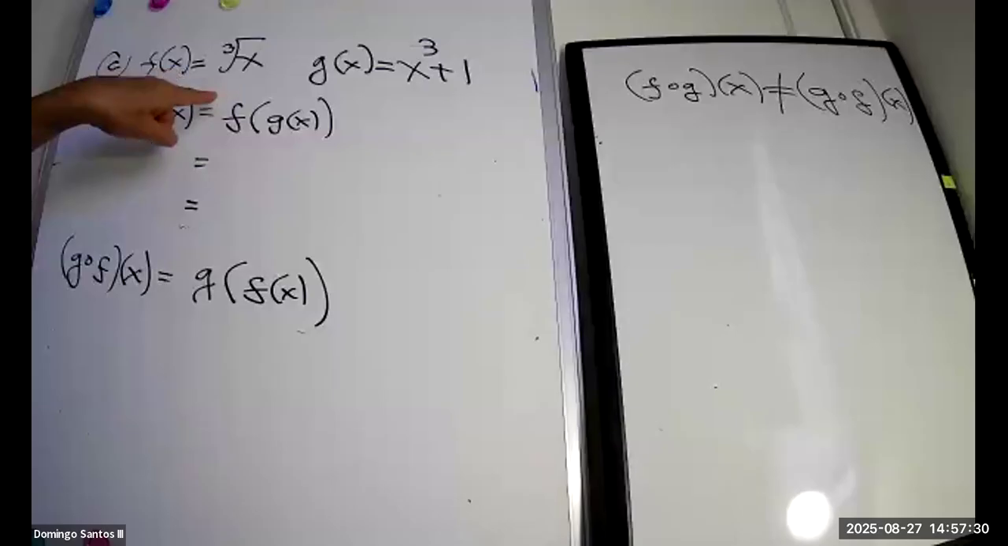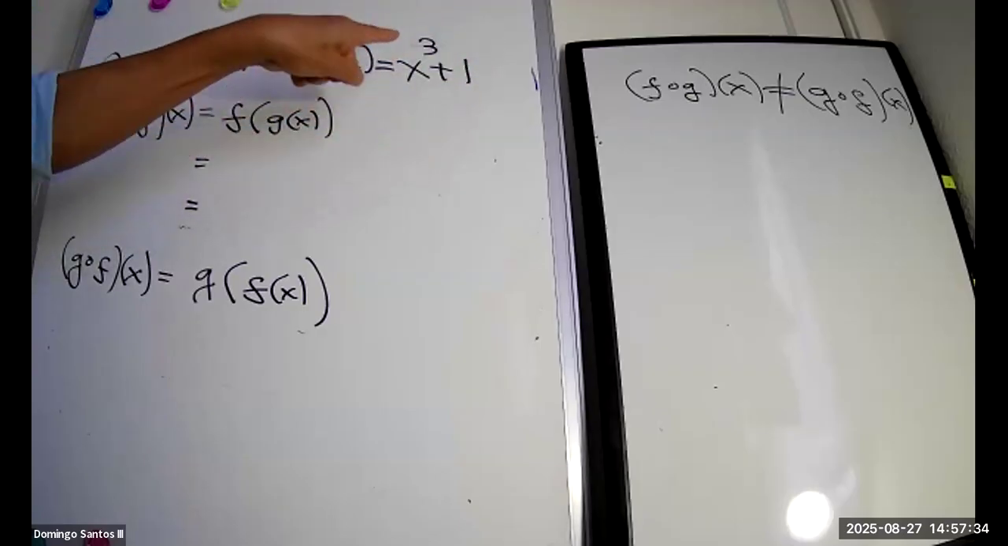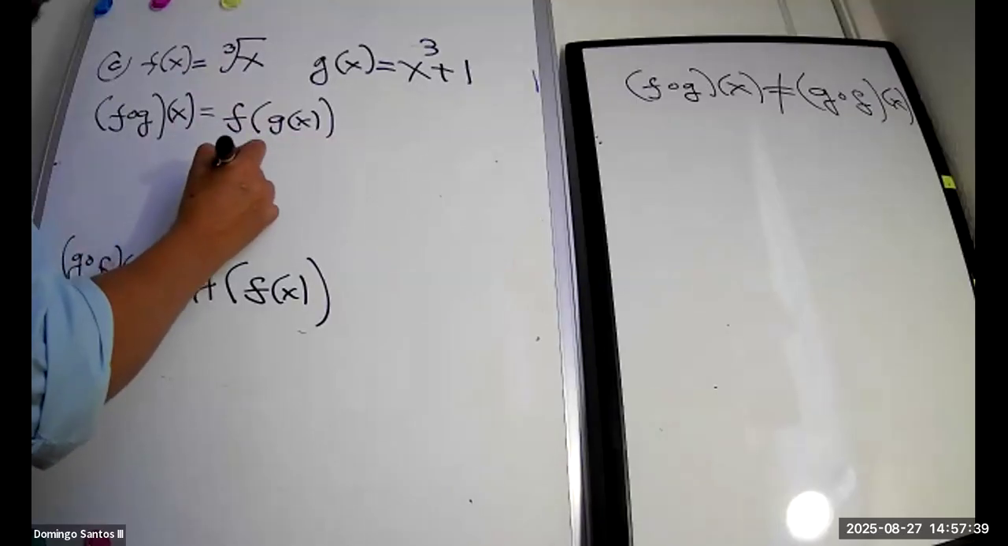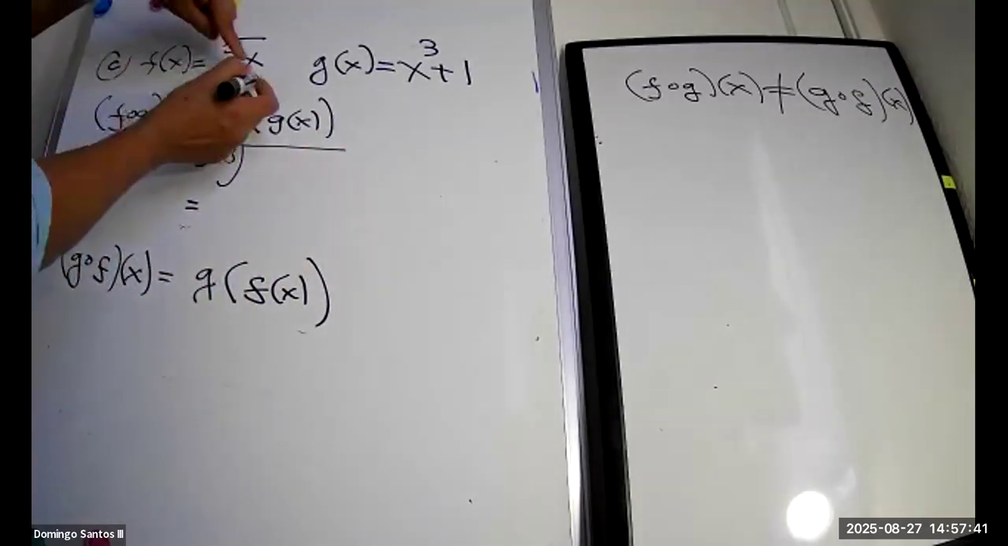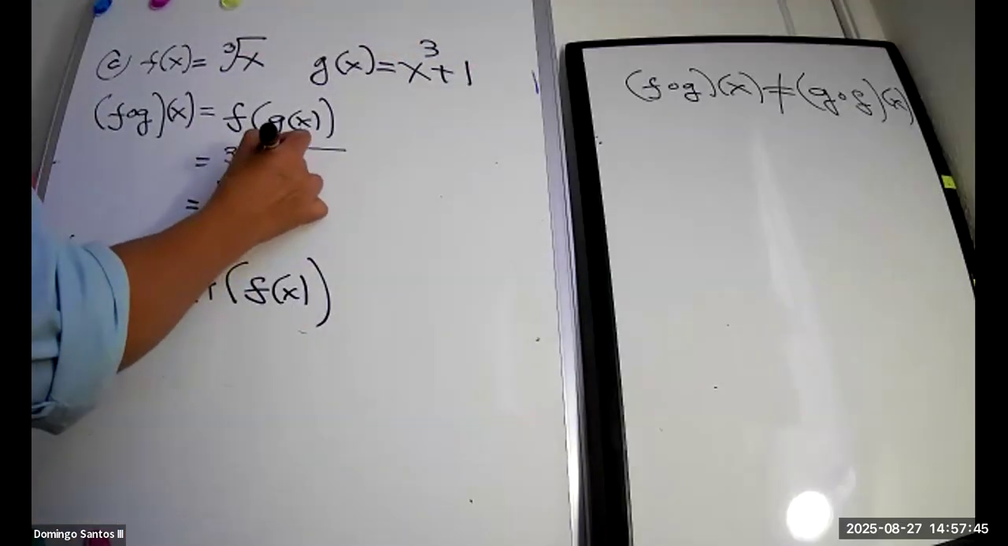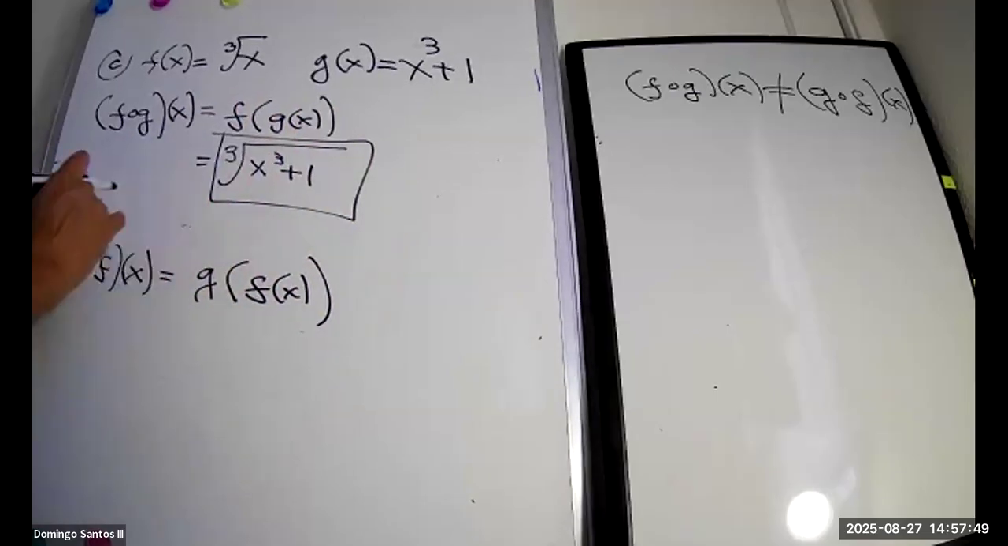Okay. So F circle G will be all the x's in F replaced by the whole thing. Meaning this is the cube root of x. But x will be replaced by G, right? So this will be x cubed plus 1. That is your final answer.